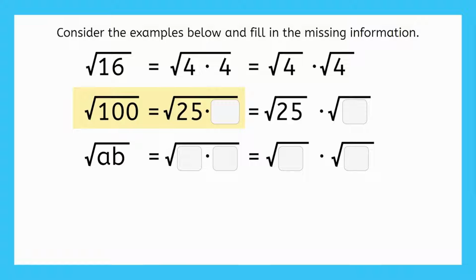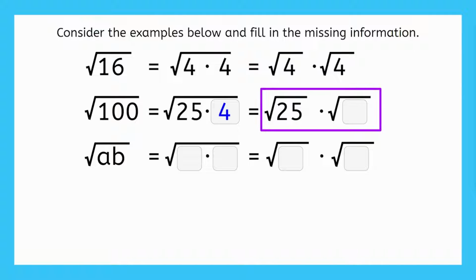In the second row, we have the square root of 100 equals the square root of 25 times blank. What do you think should go in the blank? In the row above, we determined that the expression under the second radical was a factored form of the original radicand. So for the second row, we need to determine what factor times 25 equals 100. 25 times 4 is 100, so that would make this next equivalent expression the square root of 25 times the square root of 4.